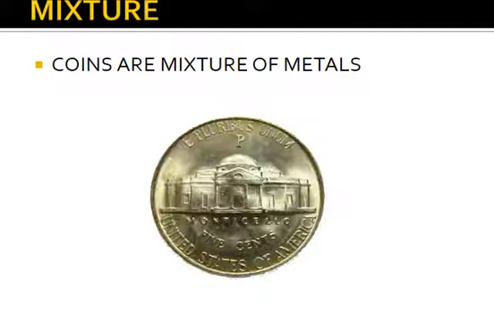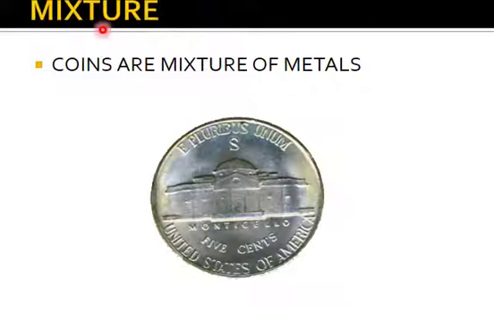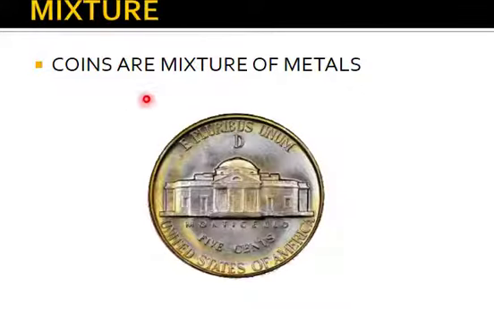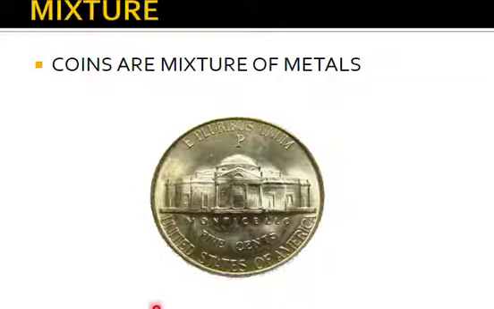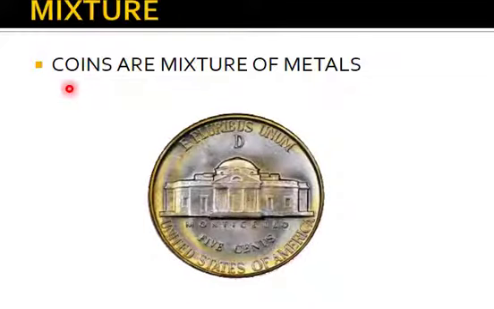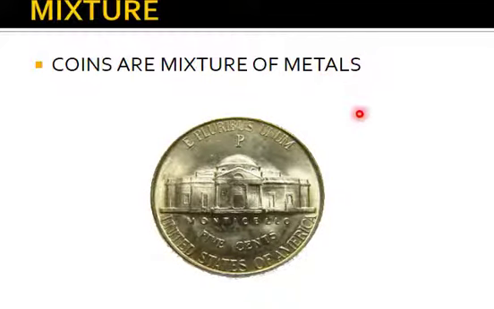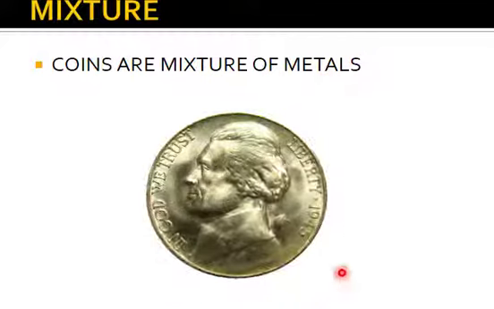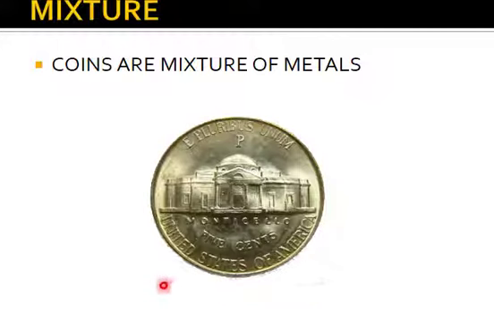Yes, my dear student, you can see here another example of mixture in our daily life. So what is this, my dear students? Guess. Yes, coins. Coins are made up of different metals mixed together. So coins are also an example of a mixture.